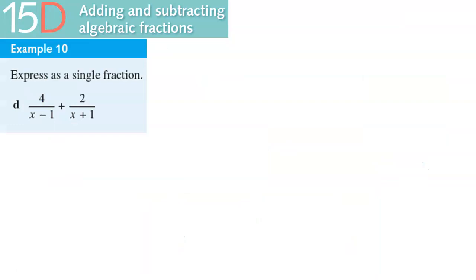So we might have denominators that have got more than one term in them. Let's have a look at what we do here. So 4 over x minus 1 plus 2 over x plus 1. So there's no common factor here, so I just need to multiply my first fraction by x plus 1 over x plus 1, my second fraction by x minus 1 over x minus 1. So I'm going to use brackets.